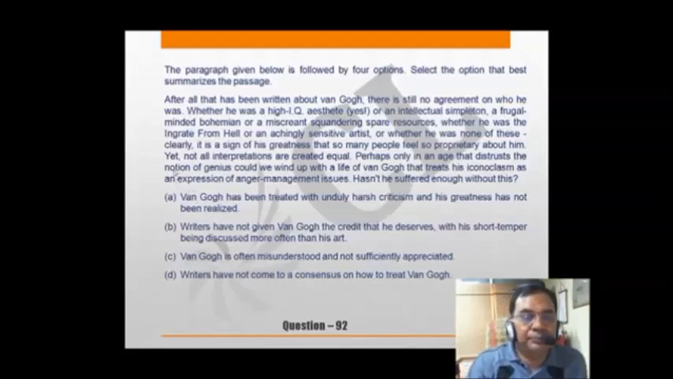Either this or B and C or D, all these three can be answers. Misunderstood, what does have not come to consensus? I think this is better. I have not come to consensus because everybody perhaps distressed whether he was good or bad, that means they have not reached consensus. Because misunderstood, that means everybody would have written him badly, but some people are writing well. So answer is D for Delhi.